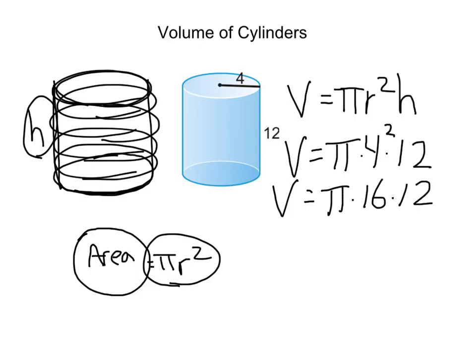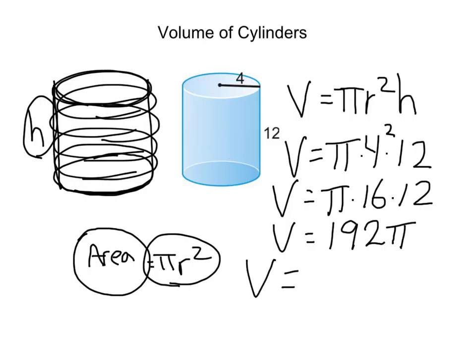And I'm going to wait and multiply by pi at the very end. So 16 times 12, I'll do that next. 16 times 12, let's see, what is that? That's 192. So this is going to be 192 times pi. And volume is going to be in cubed units. Now, we don't have any units on this one, so we'll just put units cubed for our final answer.